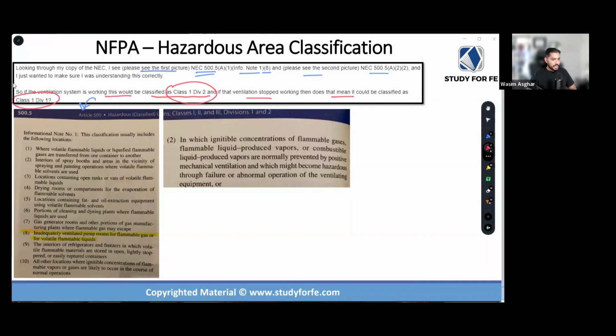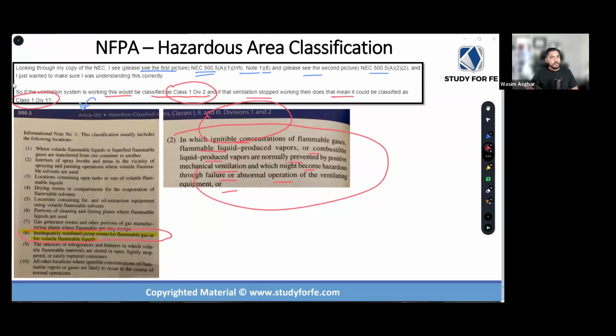Okay, so I'm going to read this. Inadequately ventilated pump rooms for flammable gas or for volatile flammable liquids. Okay, and then the other reference that he's quoting is: in which ignitable concentrations of flammable gases, flammable liquid produce vapors, or combustible liquid produce vapors are normally prevented by positive mechanical ventilation and which might become hazardous through failure or abnormal operation of the ventilating equipment. And what's the main question here? Are we dealing with class 1 div 1 or are we dealing with class 1 div 2?